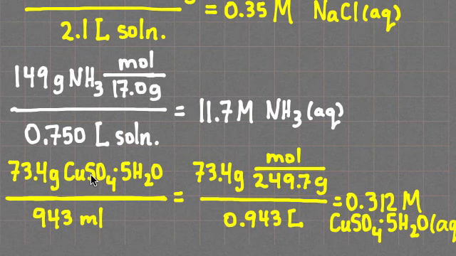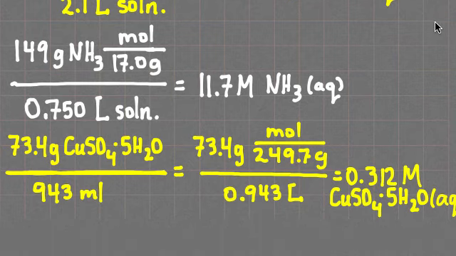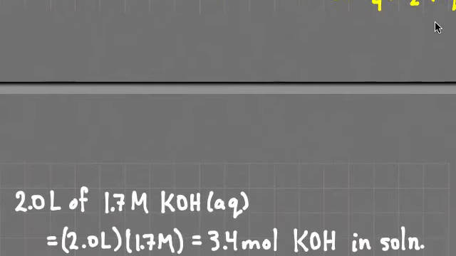1 copper plus 1 sulfur plus 4 oxygens plus 5 waters adds up to 249.7, almost 250 grams per mole. 3 sig figs is 250. So 73.4 divided by that, and then the volume. Alright, and the examples go on and on.